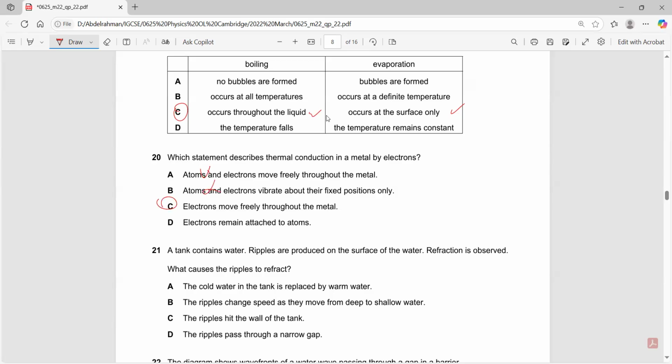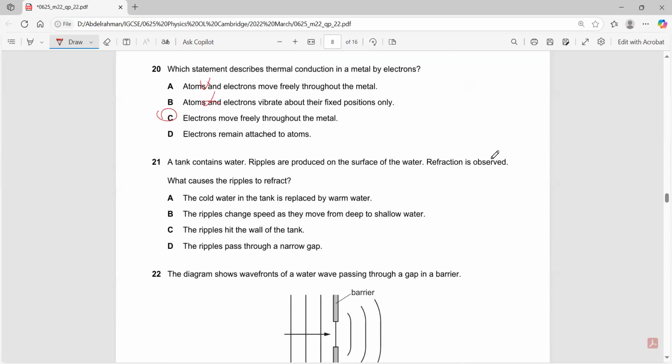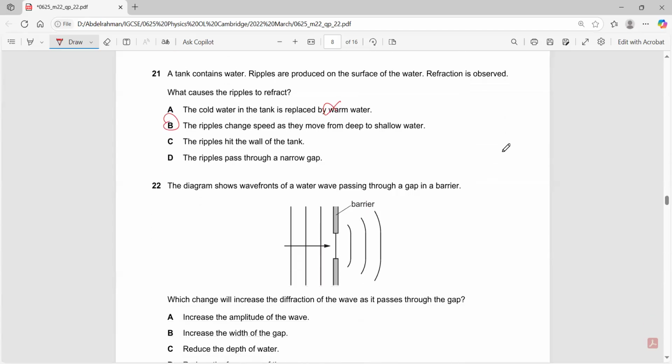A tank contains water. Ripples are produced on the surface of the water. Refraction is observed. What causes the ripples to refract? Refraction, when we're talking about water waves, is when you have a change in the depth, right? When it moves from deep to shallow, the speed increases or decreases. The ripples change speed as they move. Yes, they do change the speed. So this is the cause of the refraction.